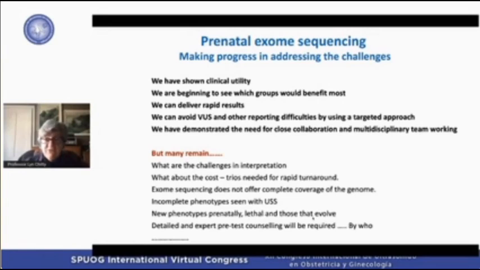and fetal medicine doctors. I think many challenges still remain, challenges in interpretation. The cost is still high, so a trio in the UK costs about £2,500. Exome sequencing doesn't offer complete coverage of the genome. There are the incomplete phenotypes that we see with ultrasound, and the new phenotypes that we are detecting. And I think in particular, we need detailed pre and post-test expert counselling.